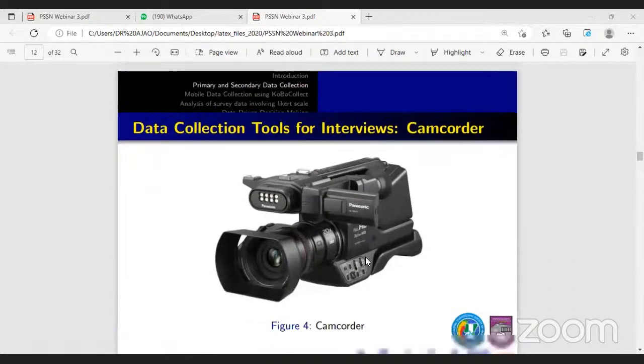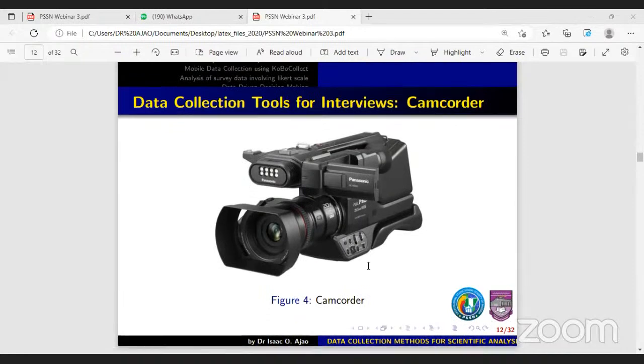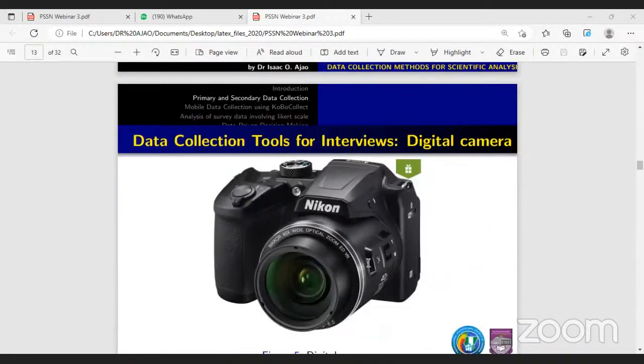Now these are data collection tools for interviews. Camcorder is there. We have reporters using this. This one can take both audio and video. Then we have another data collection tool for interviews, the digital camera.